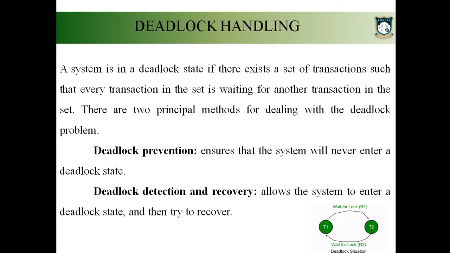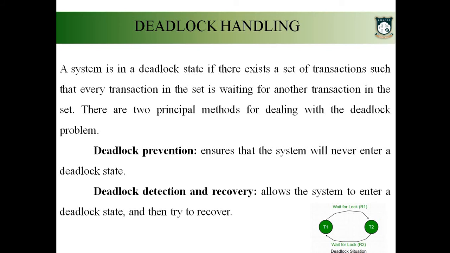Okay, fine. Now how are we going to handle the deadlock? There are two approaches for handling the deadlock. One is deadlock prevention and the other one is deadlock detection and recovery. In deadlock prevention, we will be doing some extra tasks, and these extra tasks will ensure that the system will never enter a deadlock situation.